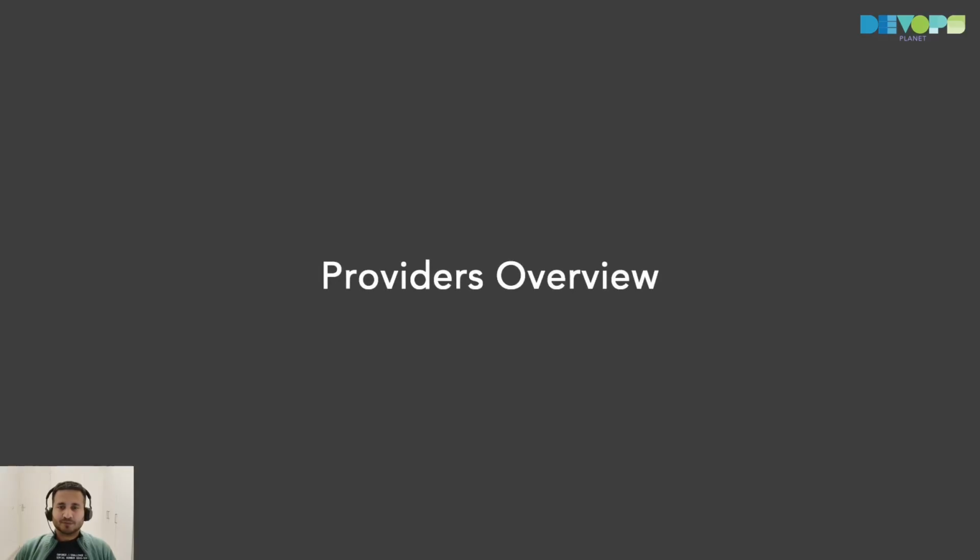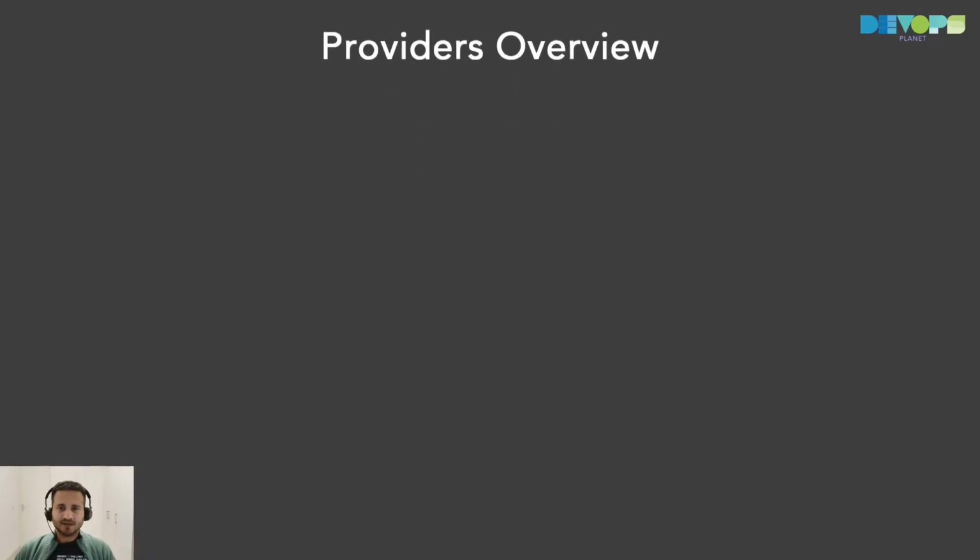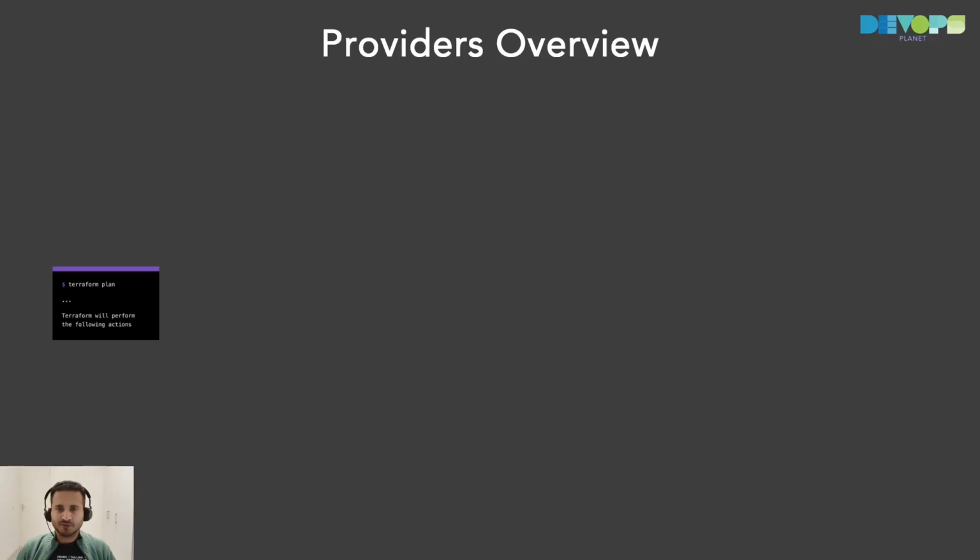Let's have a look at the providers overview. What comes to mind when we talk about Terraform providers? Let's assume there is a configuration file with code which we would like to execute, like a Terraform resource block, which we already talked about. Let's assume I have a resource block which is supposed to deploy a resource group in Azure in my subscription. How does it work? What is the role of the provider here?